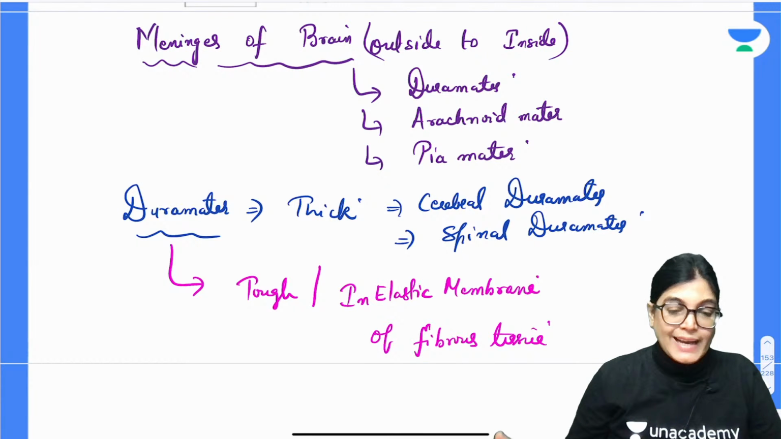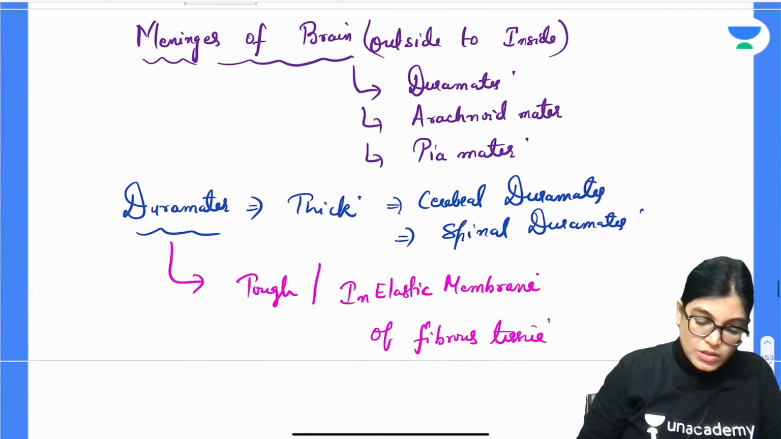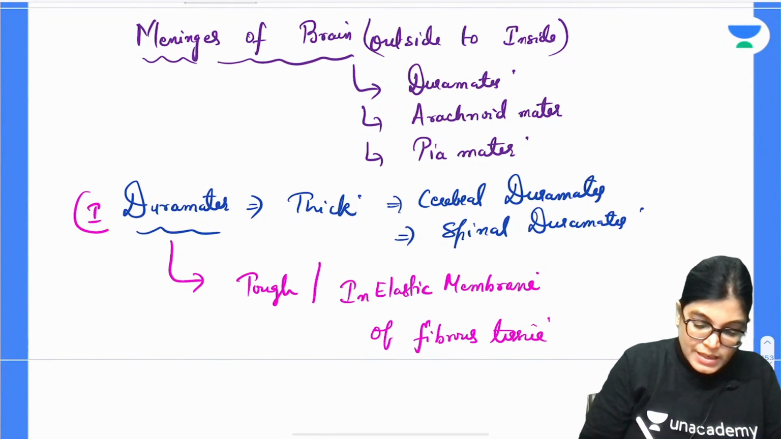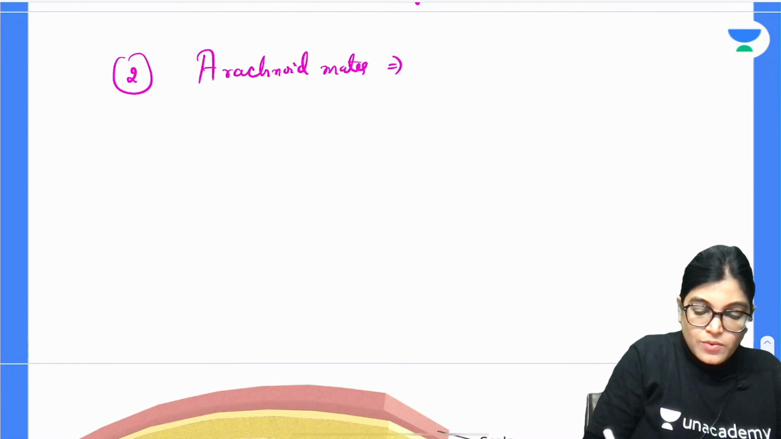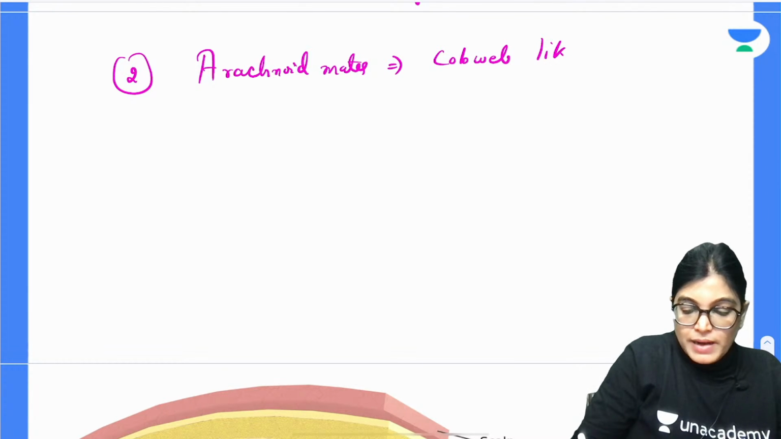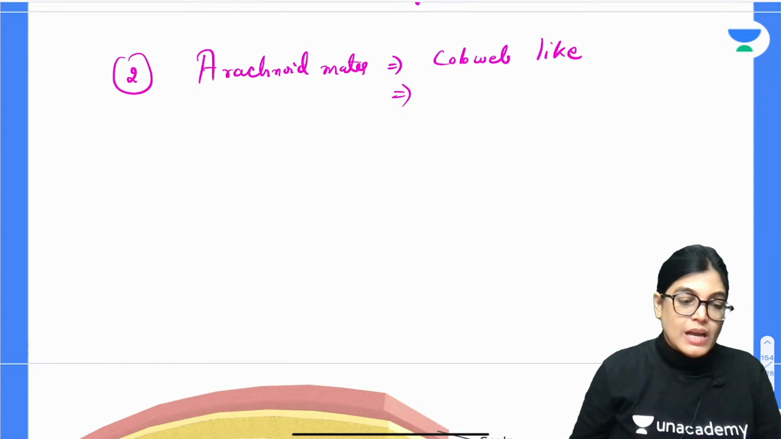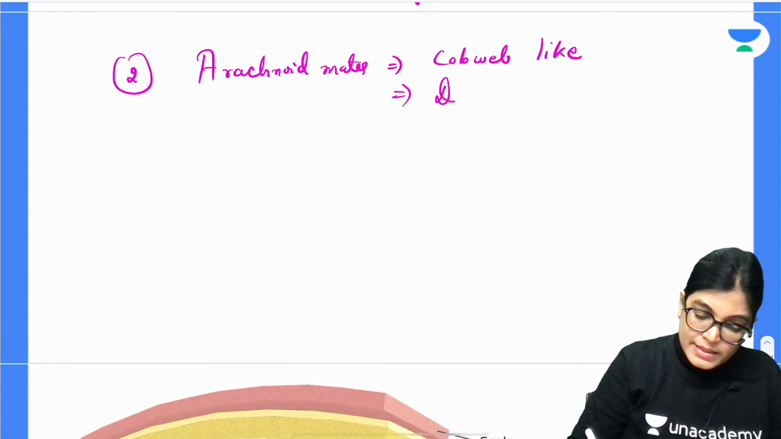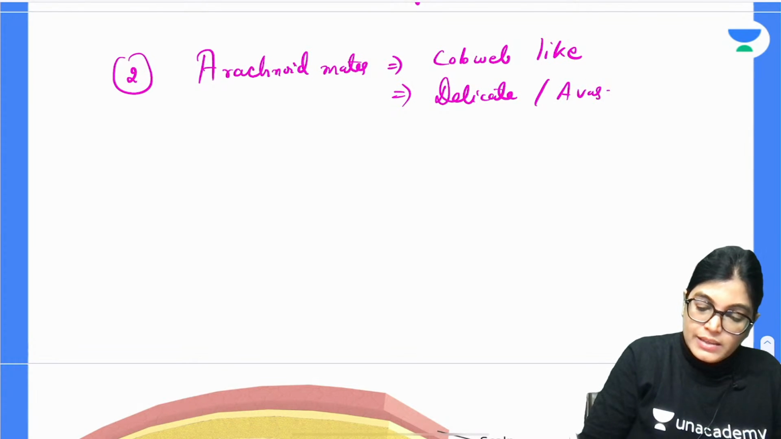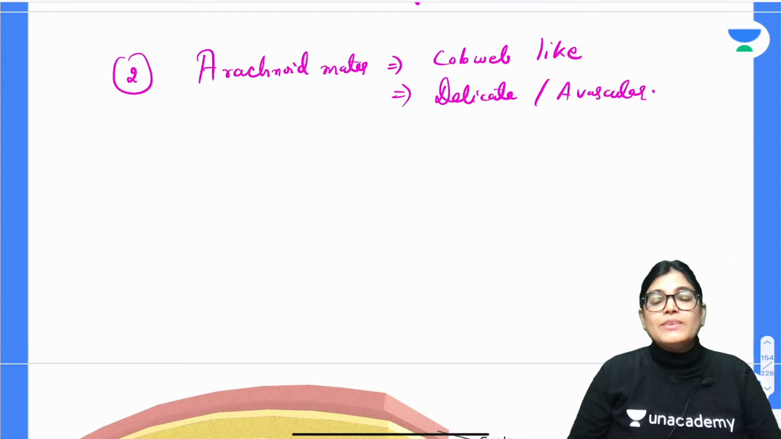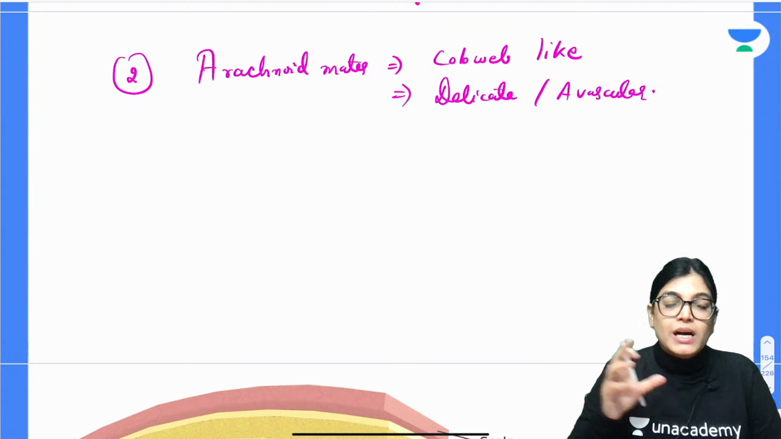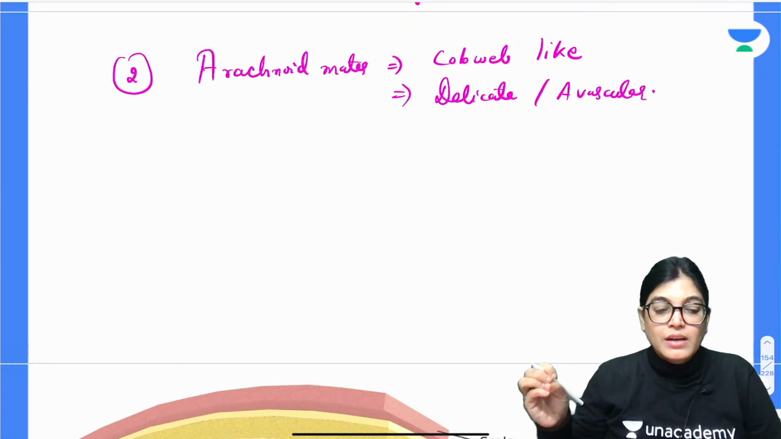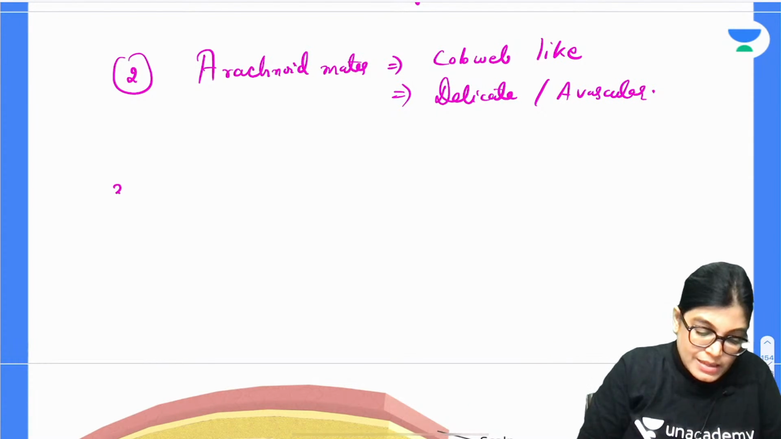Now the next layer is the arachnoid mater. The dura was the outermost, first layer, and the second layer is the arachnoid mater. It is cobweb-like, web-like. Mater means mother, and it is a delicate, avascular layer lying below the dura mater. Many thread-like trabeculae extend from the arachnoid mater to the pia mater.